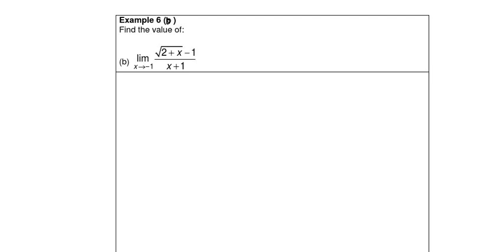Example 6b, find the value of limit x approaches -1 for the function square root 2 plus x minus 1 over x plus 1. Limit x approaches -1 for the function square root 2 plus x minus 1 over x plus 1.